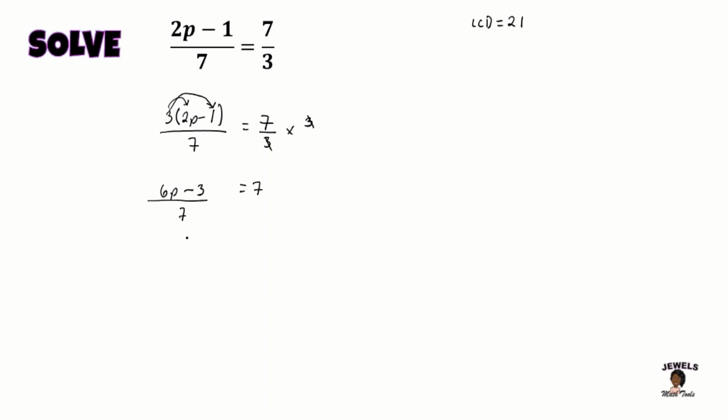So now I'm going to do the same thing on the right hand side, where I will be multiplying my denominator of 7 to my 7 on the right hand side. And again, this is cross multiplication, so my 7's on the left hand side will cancel, leaving us with just 6p minus 3, and 7 times 7 is 49.